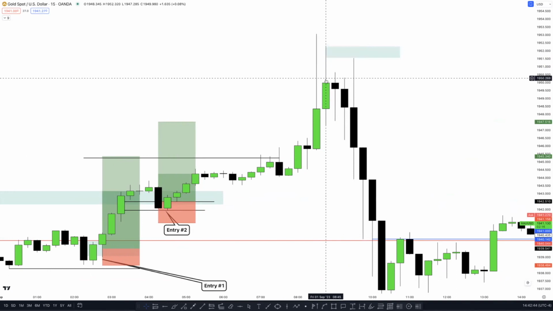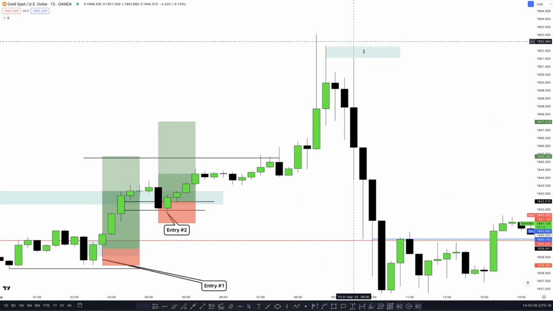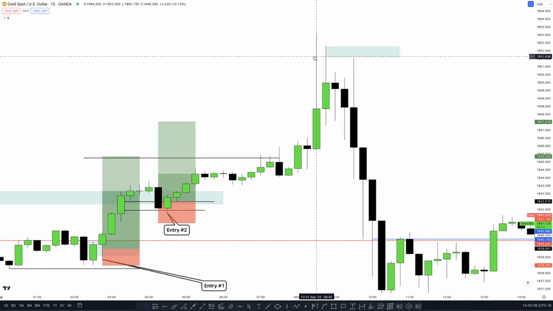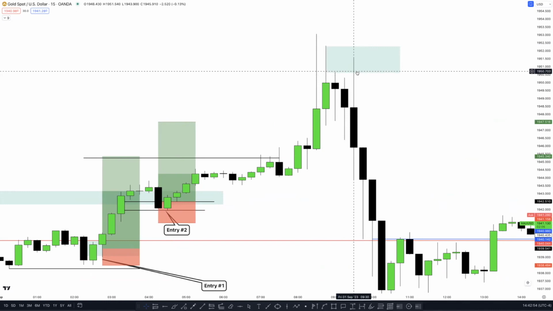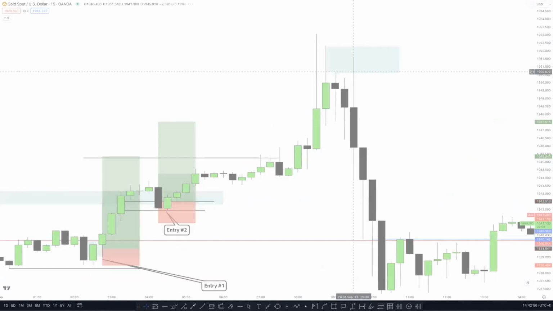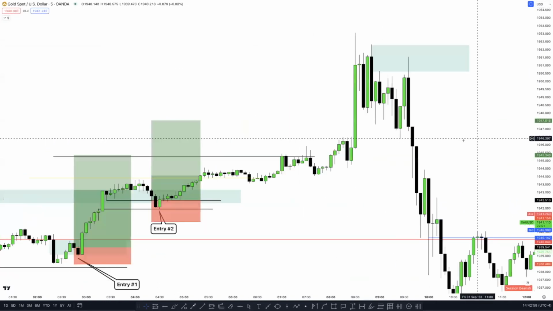I have this entire wick over here. I know that there's a POI over here, right? So when I see this wick, I'm going to use the entire wick. Why? Because a wick is a gap. Okay, a wick is a gap, and price will use this to go lower.